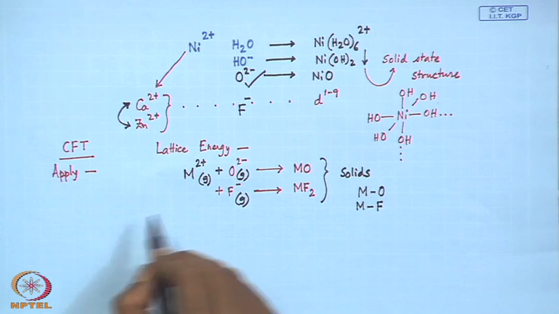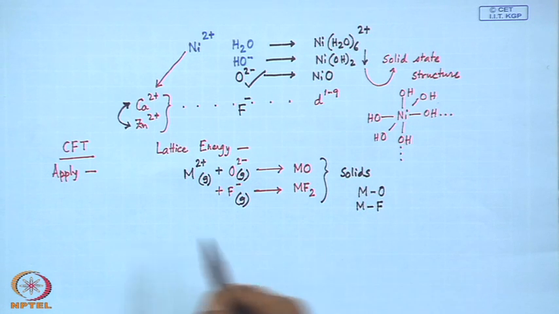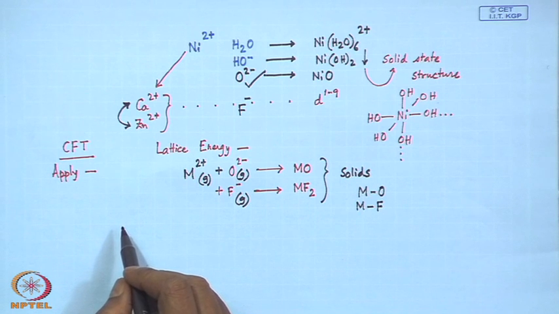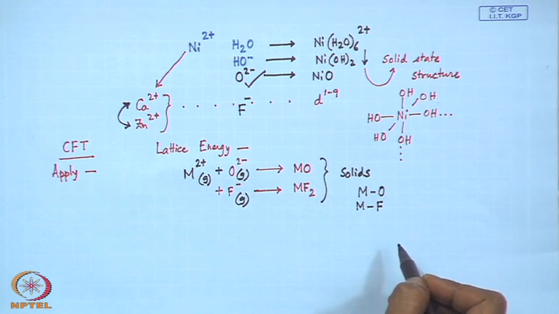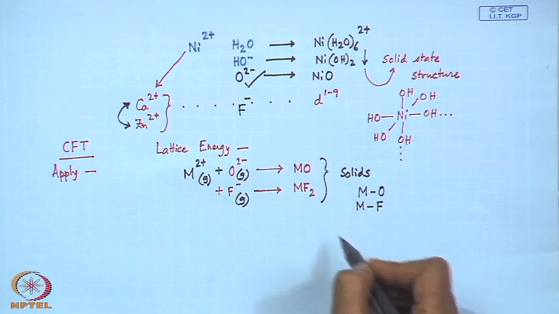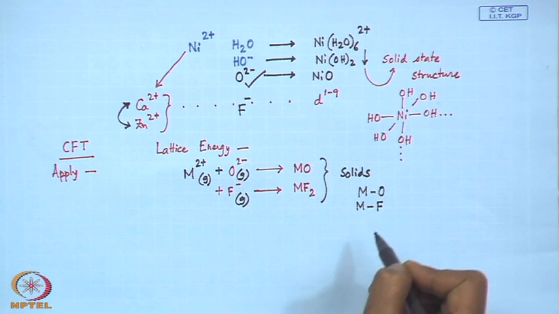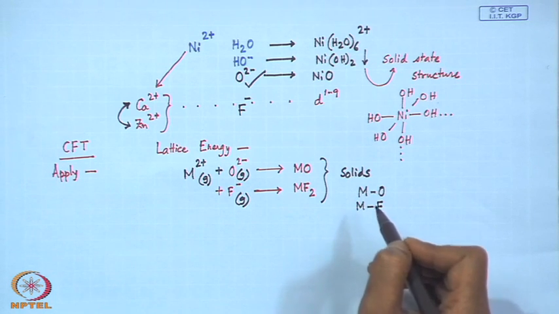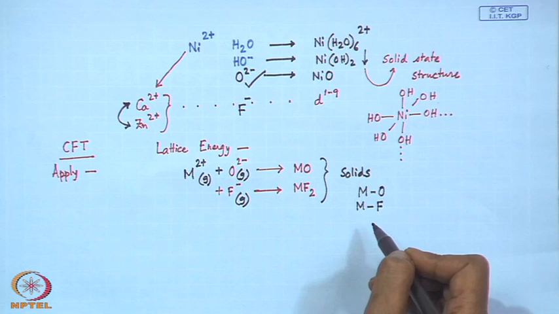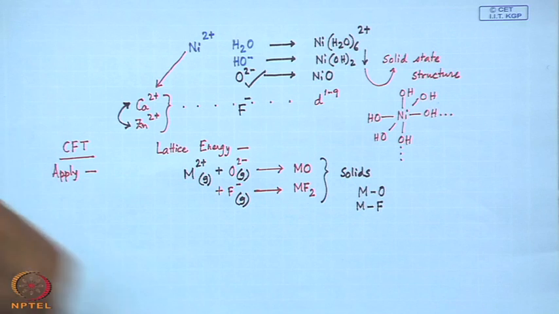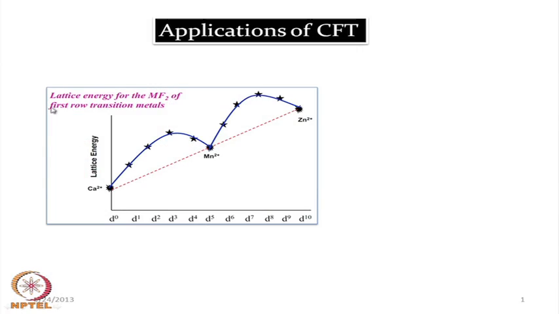as we move from left to right, that means across the transition series to the end of the transition series. That will show some signatures, some indications that crystal field theory and the corresponding crystal field stabilization energy is basically contributing some amount of energy to the entire energy term.